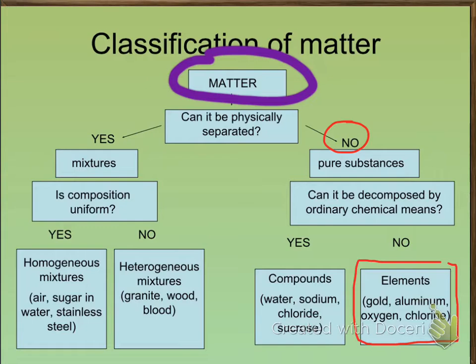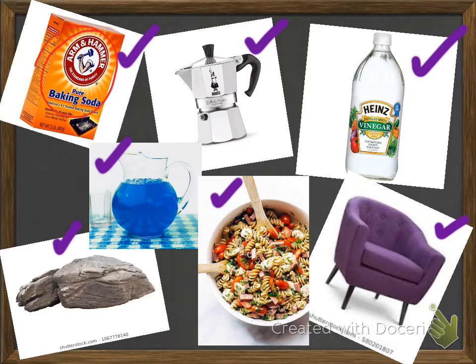If the answer to the question, can it be broken apart by ordinary chemical means, is yes, then we're talking about a compound. And a compound is two or more elements that have been joined together chemically. The sodium bicarbonate inside this box of baking soda is a compound. This is acetic acid and water. The acetic acid is a compound, as is the water. The ice cubes floating in this pitcher are water, a chemical combination of hydrogen and oxygen.